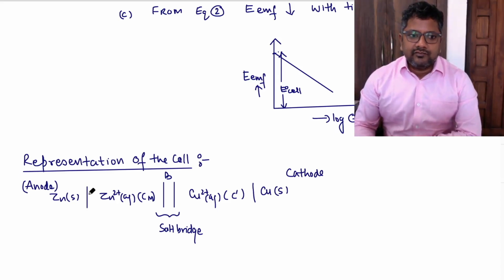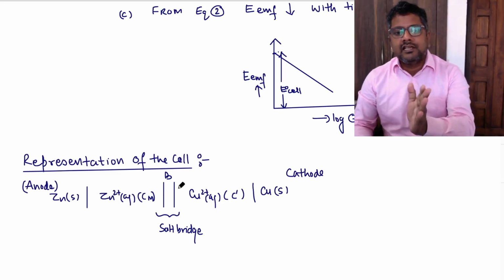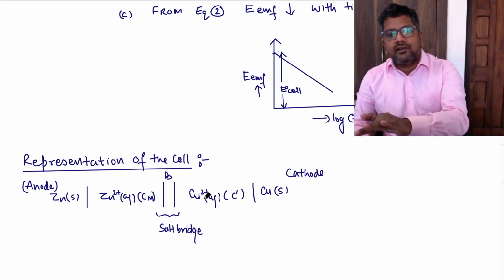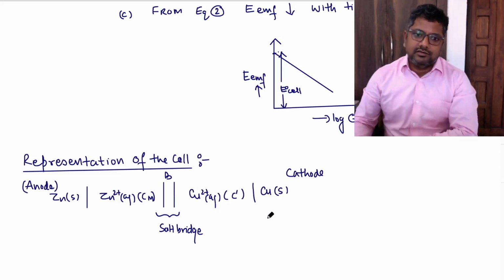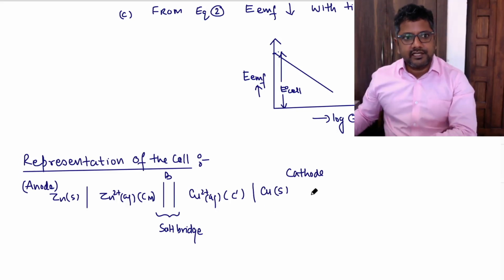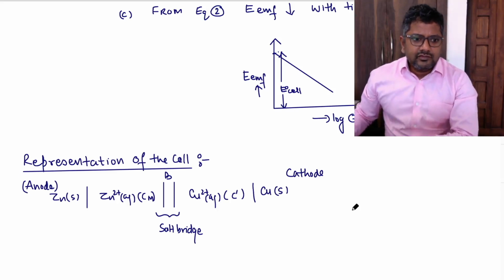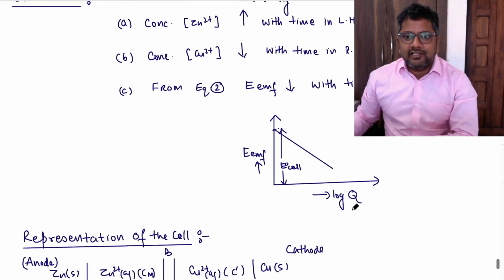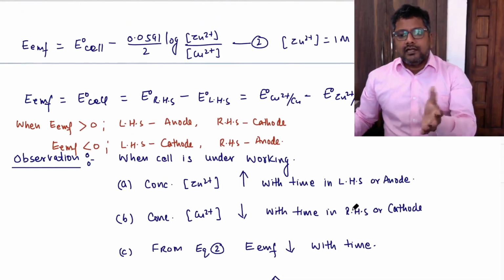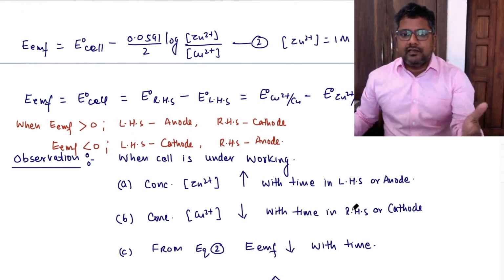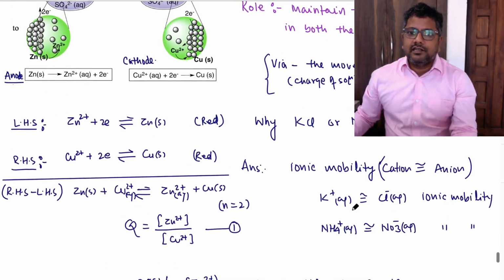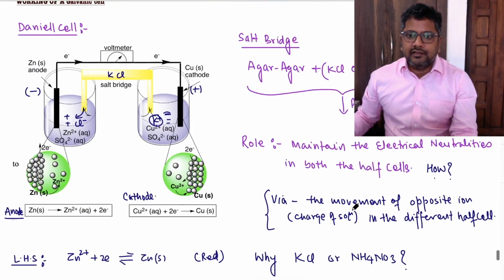And all of you know this vertical line represents the interface. So the solid is in contact with this liquid, and this liquid is in contact with one part of the salt bridge, and the other part of the salt bridge is in contact with the other liquid, and that liquid is in contact with the rod. So this is the representation of this cell. Okay. So this is the simple representation of a Daniell cell and its working, what is happening and what changes are taking place inside the cell. I have clearly explained, right?